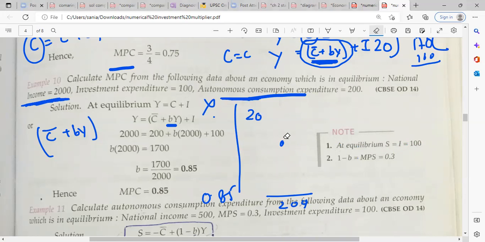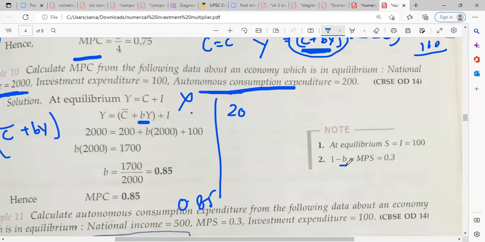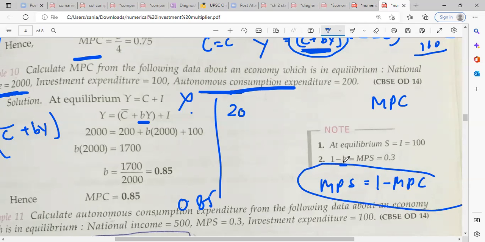Now coming to this situation. Halima was asking me, ma'am, what is this? What is B? Tell me. It is MPC. Yes, MPC. So what is MPS? 1 minus MPC. Yes, that's it. Instead of MPC, they have written B. So how did that 0.3 come? See, what is your B? MPC, which is 0.85.